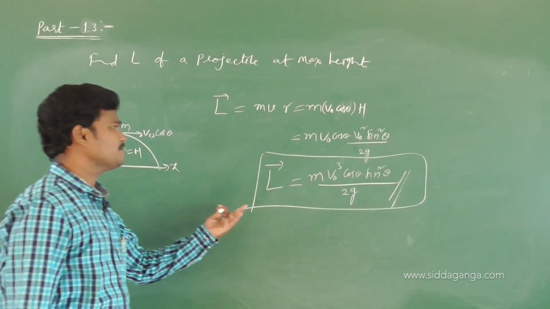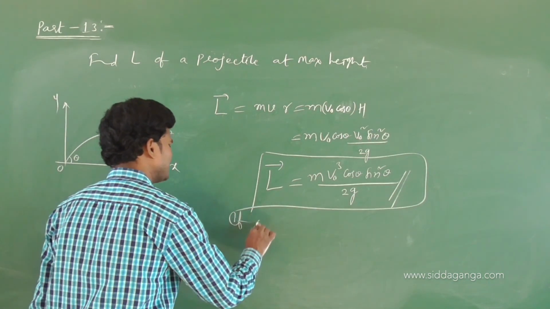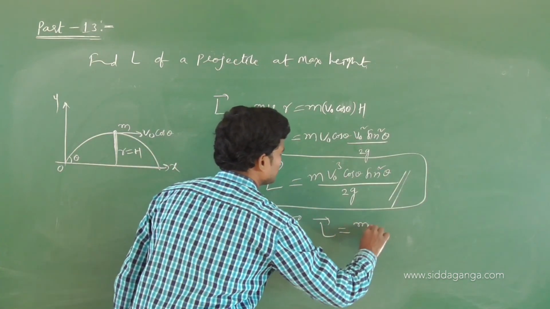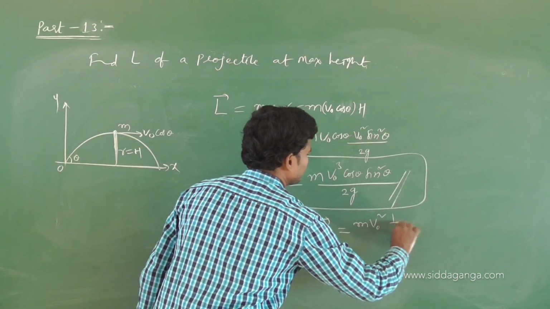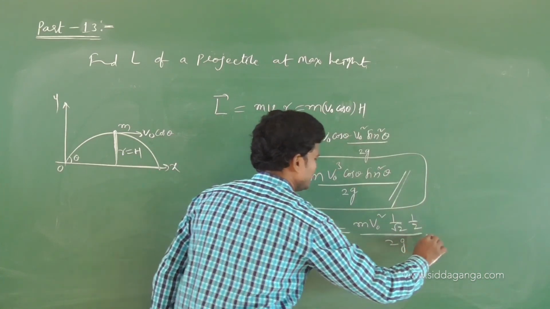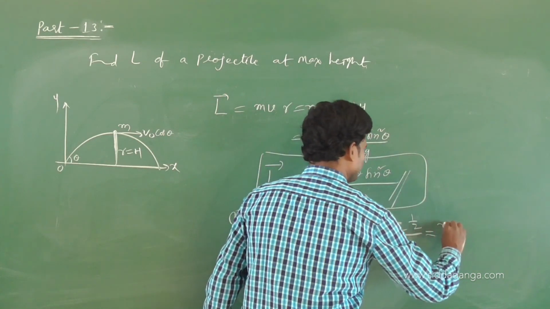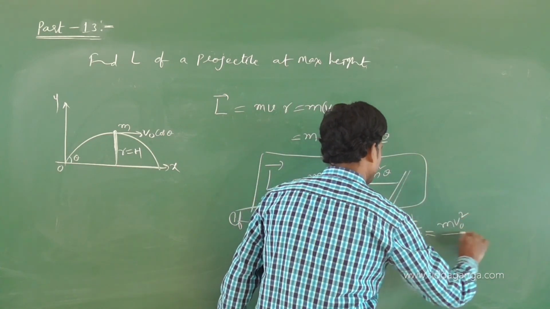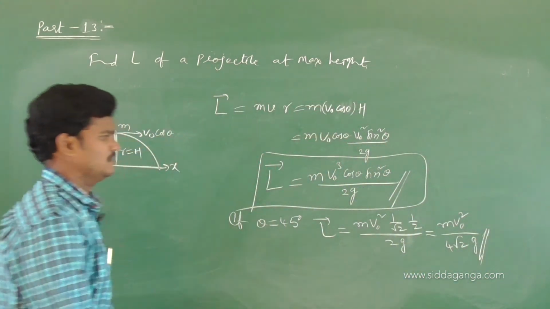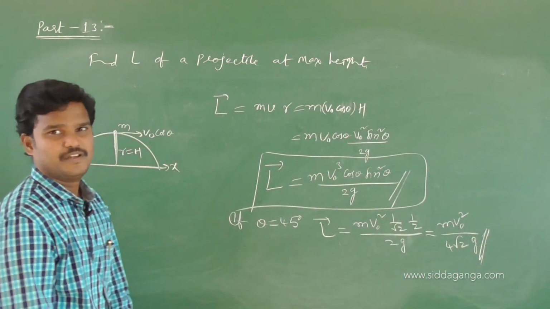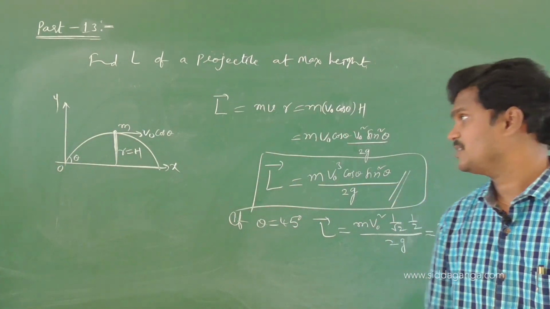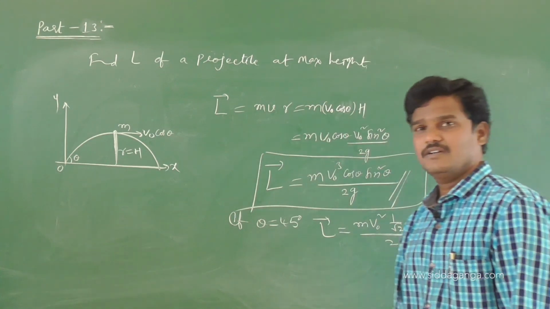If theta is given as 45 degrees, if the particle is thrown at 45 degrees, then we can find the angular momentum. M v naught square cos 45, 1 by root 2, this is 1 by 2, by 2g. Now 2 times 2 is 4, M v naught square by 4 root 2 g. If it is given 60, or whatever the angle is, substitute the angle, you will get the angular momentum at the highest point of a projectile.